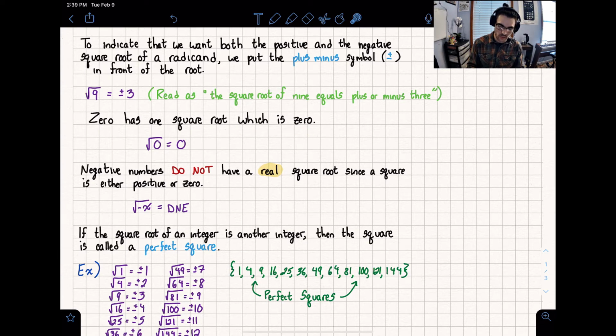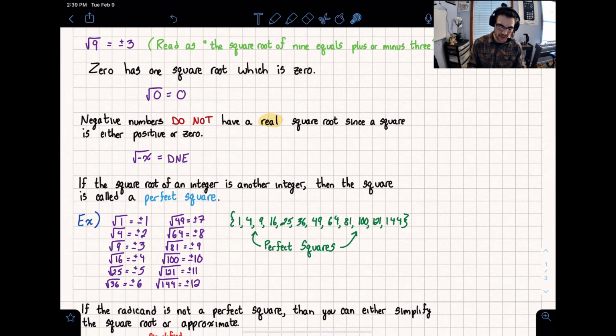0 has one square root, which is 0. Very easy to remember. Square root of 0 is 0. 0 times 0 is 0. It checks out.